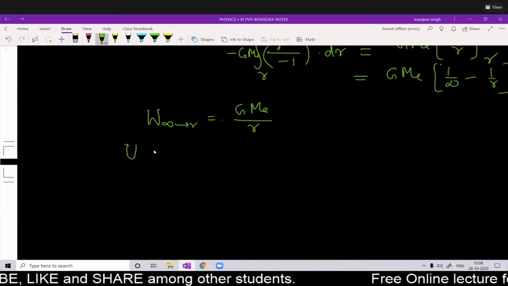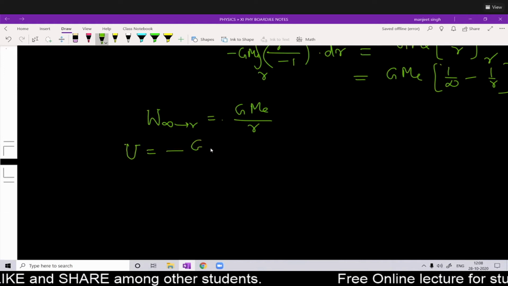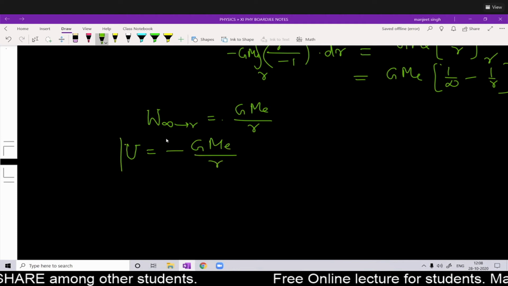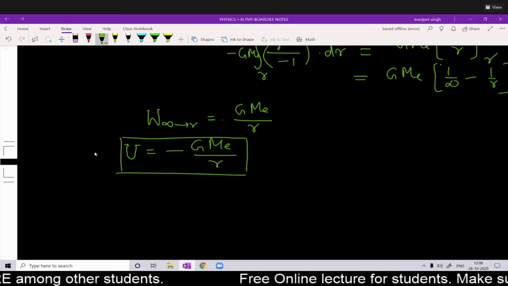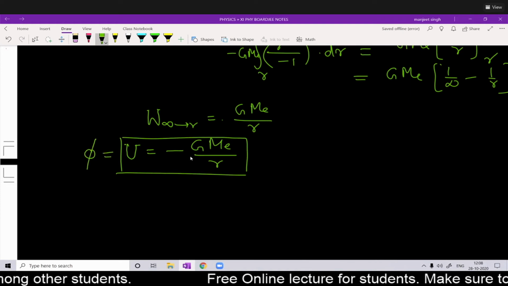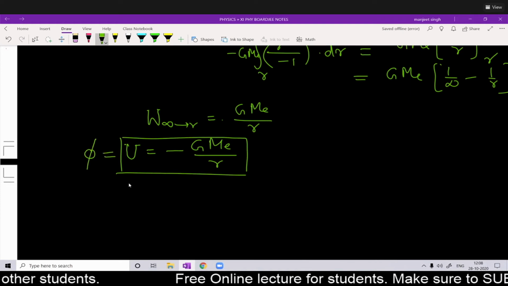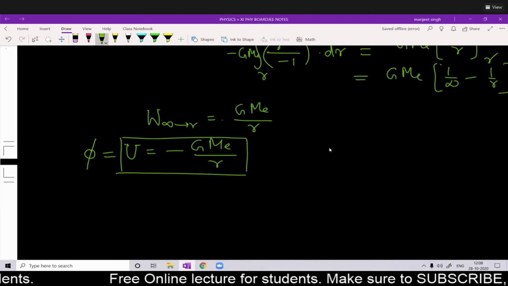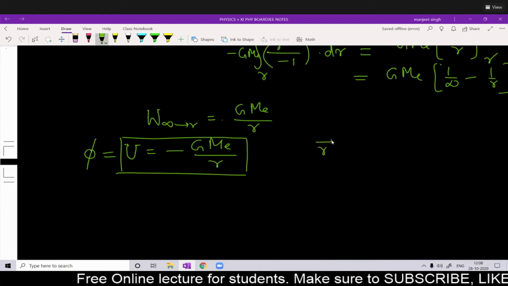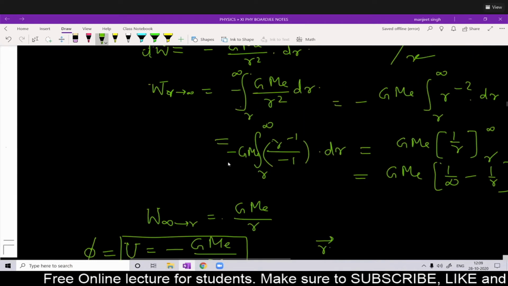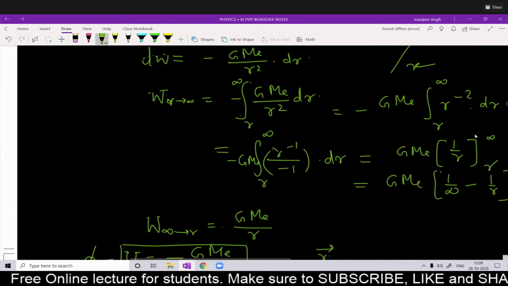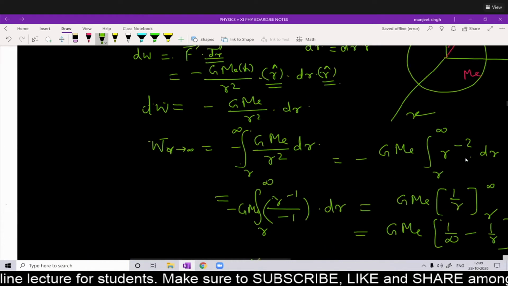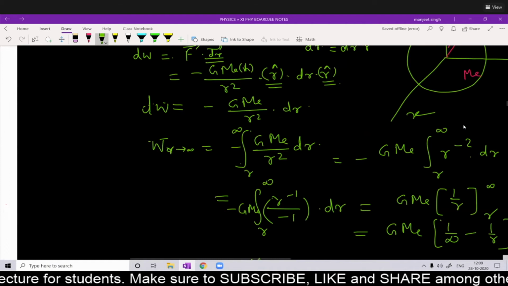The potential at point P will be defined as minus G M e upon r, taking the negative sign of the work done. In some books, in NCERT books, it is denoted by V. This is the gravitational potential at the point whose position vector is vector r, as in this figure. The gravitational potential at point P whose position vector with respect to the origin is r is given by this formula.